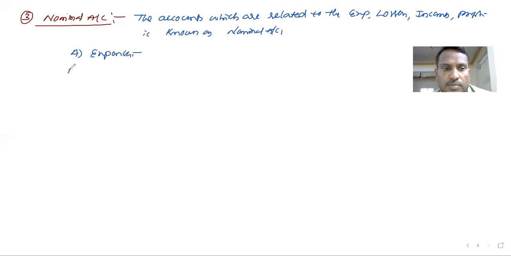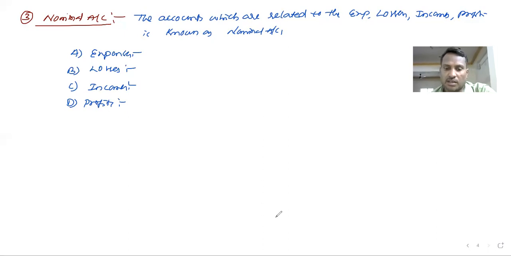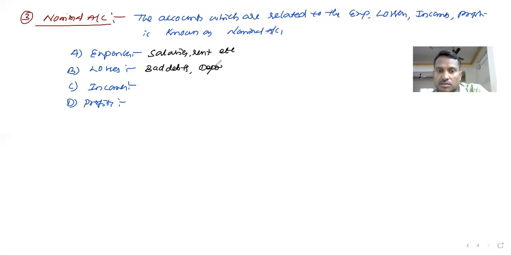A, expenses; B, losses; C, incomes; D, profits. Yes, we divided them into expenses, losses, incomes, profits. Let me take some examples. Expenses are salaries, rent, etc. A number of expenses are part of the business, but for explaining this, I am taking only two examples. Salaries and rent are examples of expenses. Losses: bad debts, depreciation.